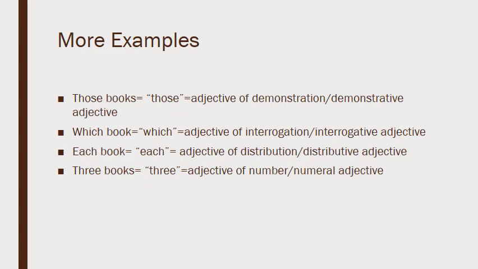Three books. In this phrase, three is an adjective and this is telling us about the number of books. So it is adjective of number or numeral adjective.